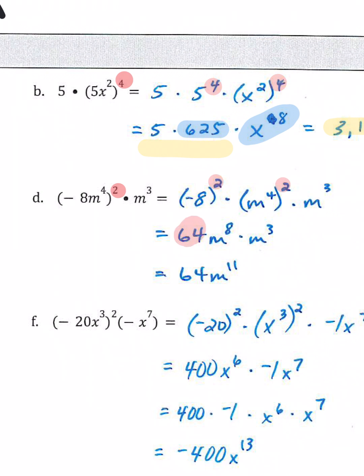Negative 8 squared is 64. M to the 4th squared is m to the 8th. Last step, we take the 2 and the 3 from the m's and we add them together to get m to the 11th power.